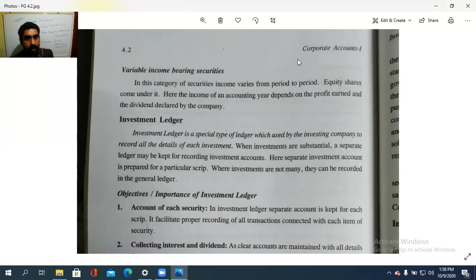While variable income bearing securities are in this category: security income varies from period to period. Equity shares come under that. That is, the price keeps changing. Hence, the income of the accounting year depends on the profit earned and the dividend declared by the company.